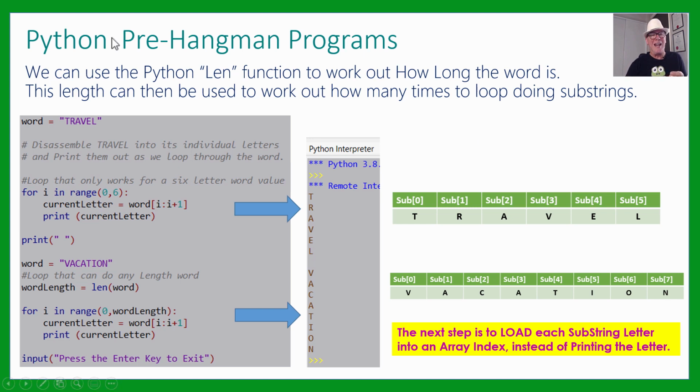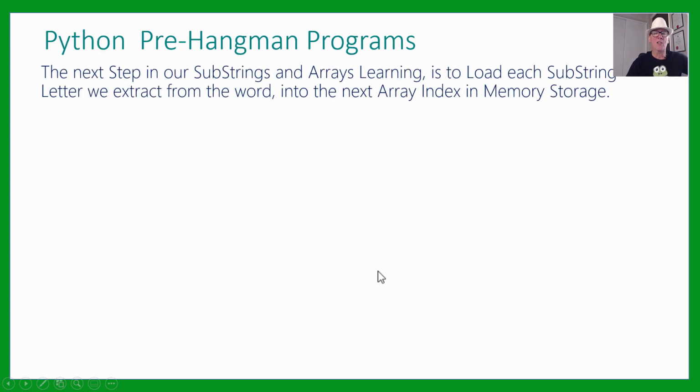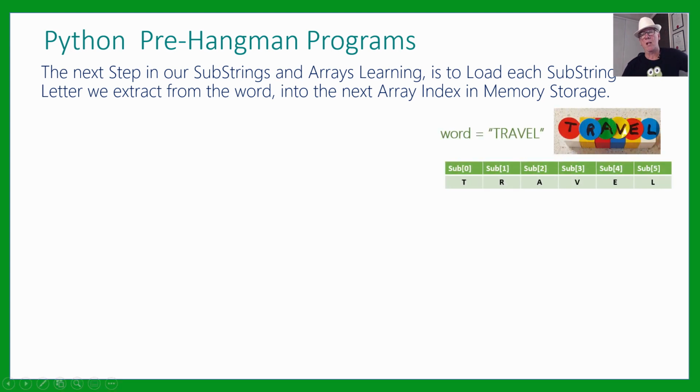So these are called the pre-Hangman programs. We suggest you do these little programs just to get the idea of how we're going to deal with the arrays when we get to building the real Hangman program. We're going to have to load each of those substring letters, not print it out, but put it into an array instead. So remember, going back to our Lego blocks, we've got the word equals travel, so all the letters are stuck together, and we need to disassemble that and get them all separate. So we're going to use substrings to do it.